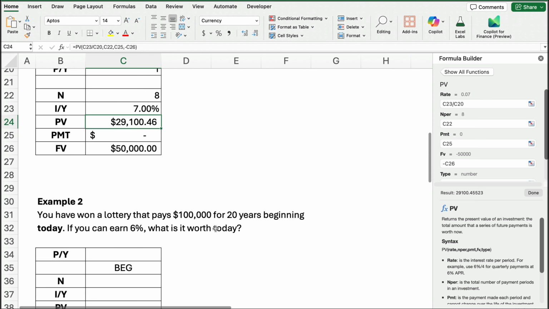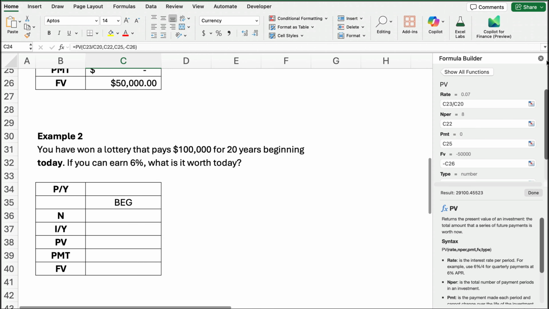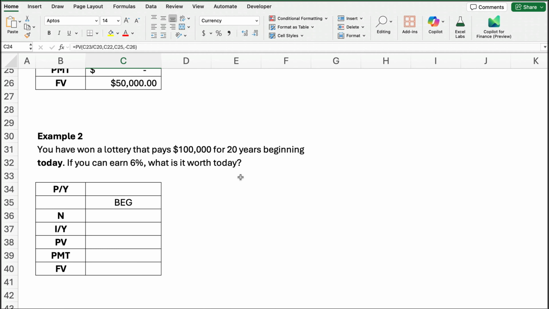All right, second example is you have won a lottery that pays $100,000 for 20 years beginning today. Now, this is emphasized, beginning today. You can earn 6%. What is it worth today?